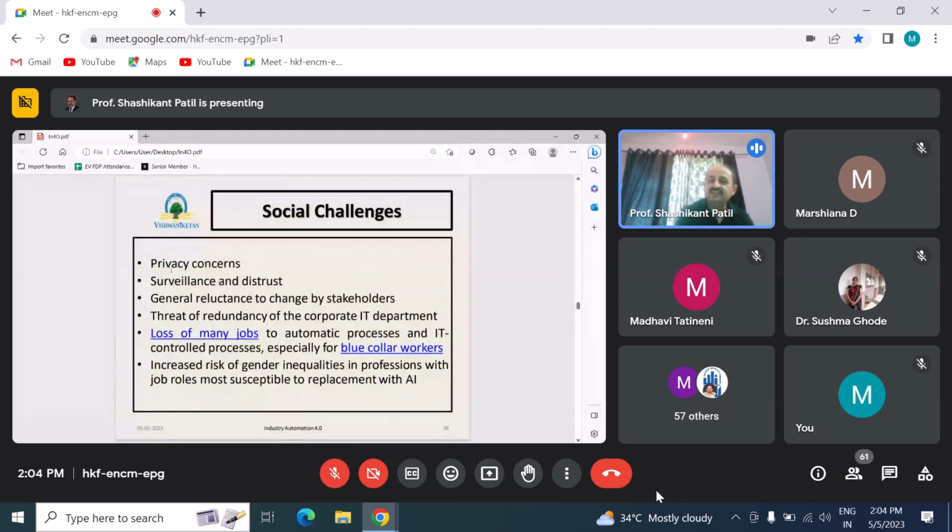Then social challenges are there. Privacy concerns: personal data and organizational data need to be intact. So that is again there. Cyber security threats are there nowadays. There is a mushrooming of cyber security attacks, and hackers and other data stealing is very crucial. People are finding attractive ways to steal your data and to get you trapped. Then you need proper surveillance, and there is distrust.